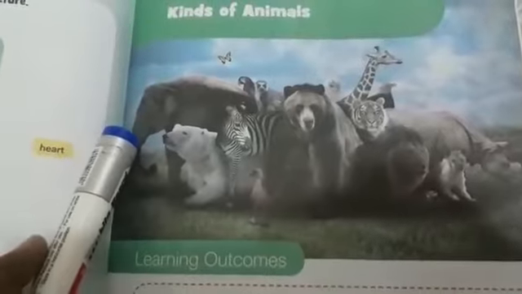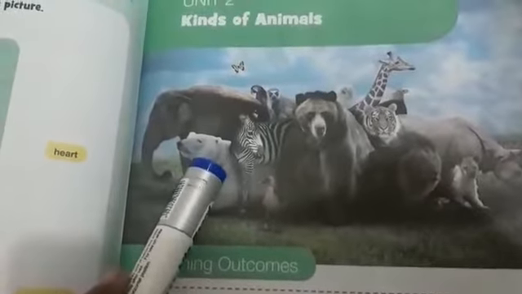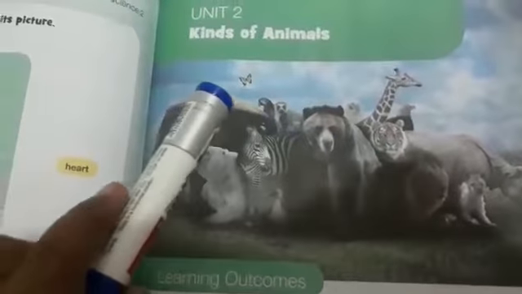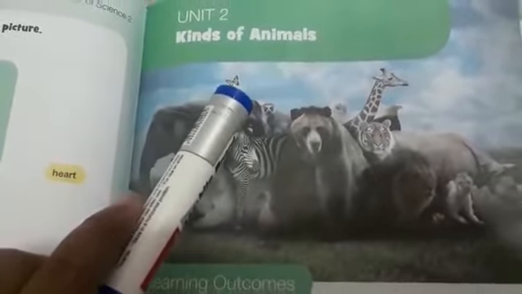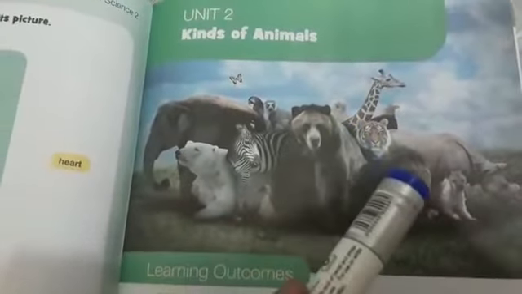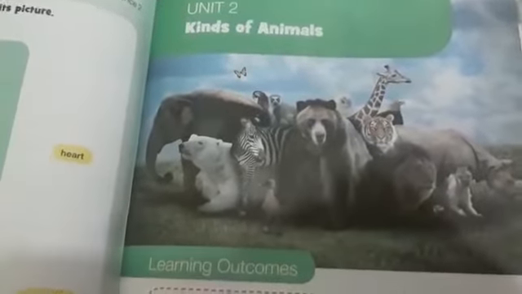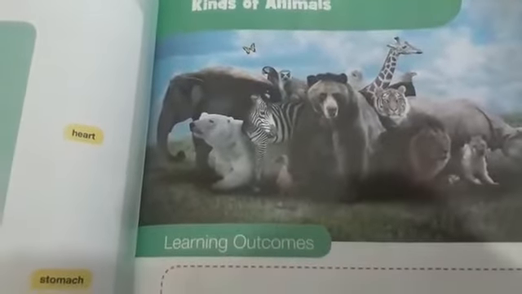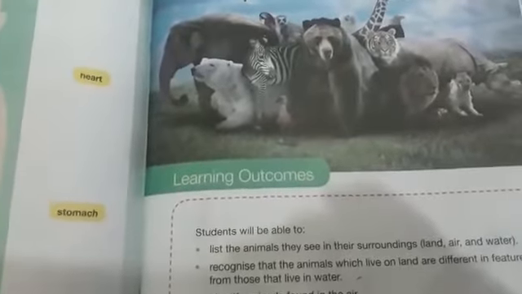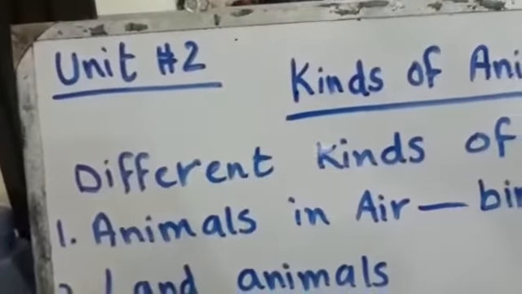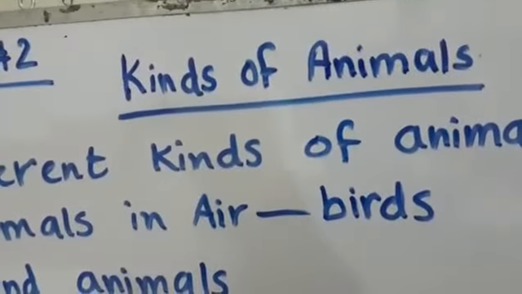Okay, the first one is an elephant, polar bear, zebra, bear, monkey, butterfly, a little butterfly over here. How beautiful. Zebra, tiger, lion, dog. All these animals are there in the picture. You can see. Okay, one by one we will learn about these animals. Unit number 2, kinds of animals.